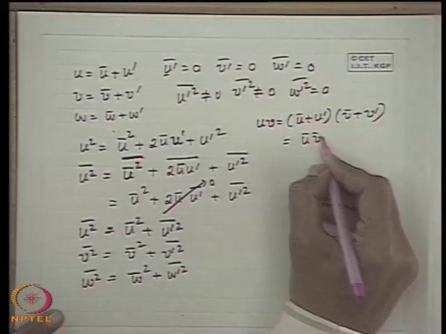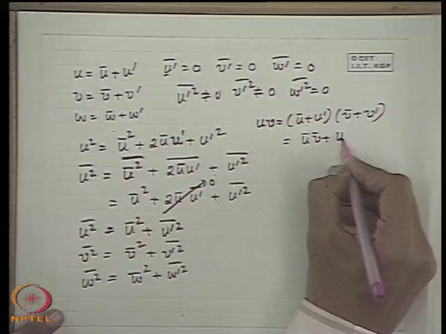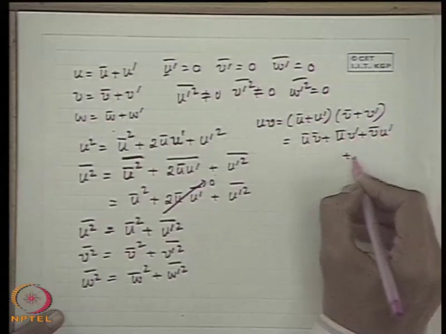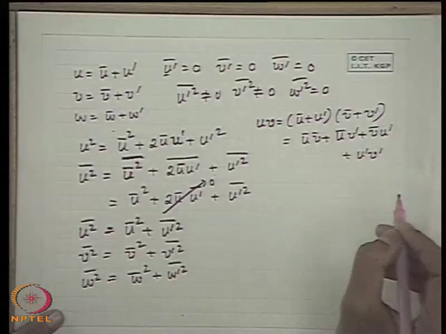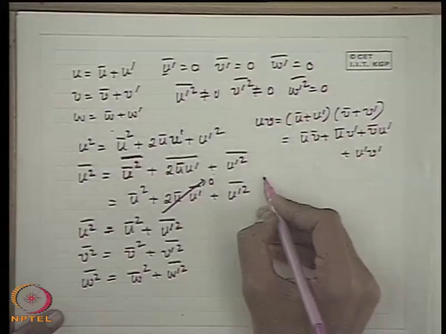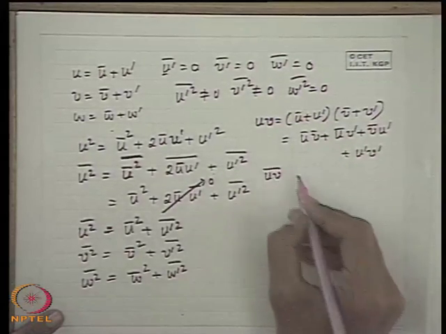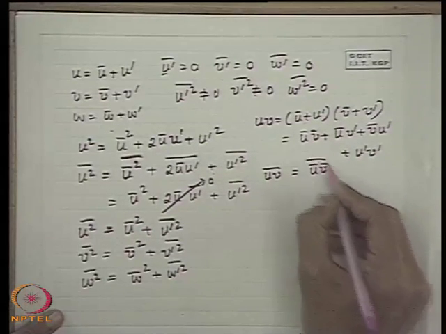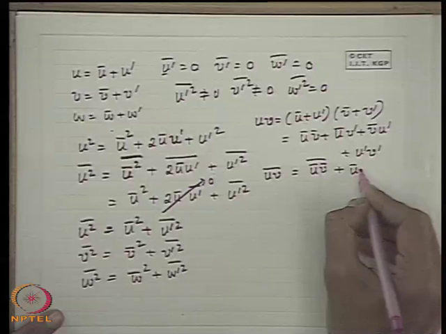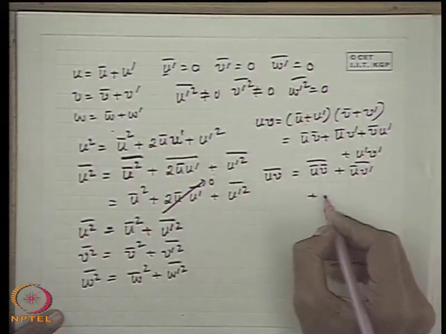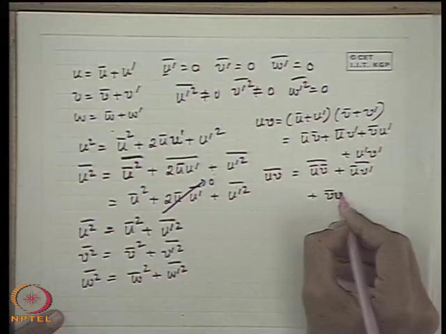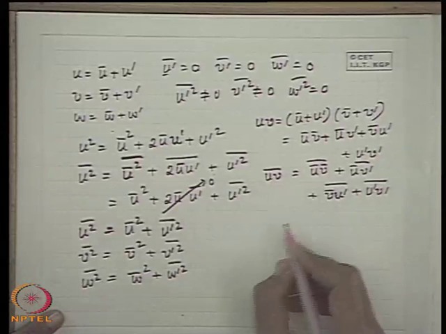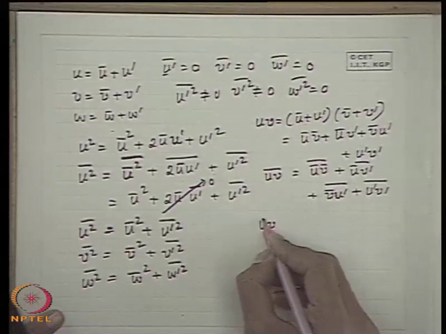u bar v bar plus u bar v dash plus v bar u dash plus u dash v dash. So therefore, if we take the mean of uv, then we get the mean of the first quantity plus the mean of the second quantity plus the mean of the third quantity plus the mean of u dash v dash, the fourth quantity. Now you see therefore what happens.